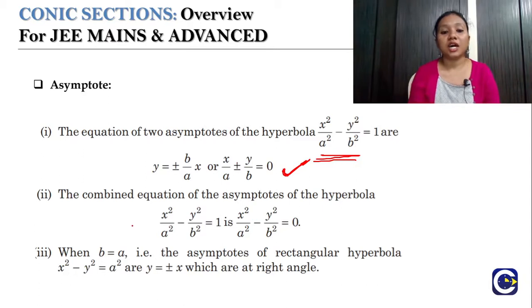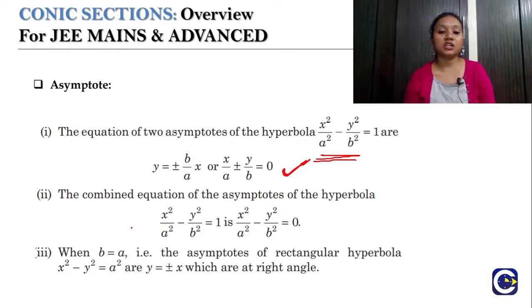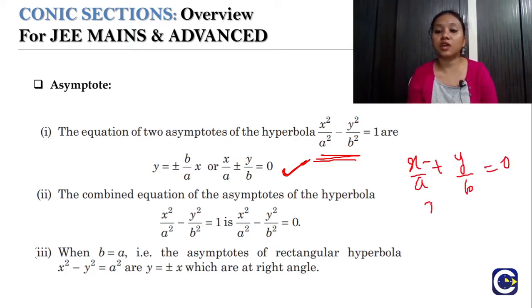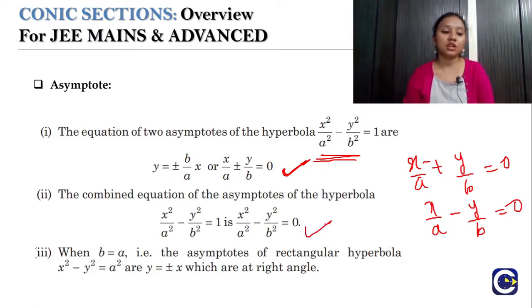So similarly, I can have my combined equation also. Right. So my combined equation here of these asymptotes is nothing but x square by a square minus y square by b square is equal to 0, because that is nothing but the product of these two. So one equation is x by a plus y by b is equal to 0, and the other is x by a minus y by b is equal to 0. So the combined equation will be the product of these two, which will be giving you the combined equation of the asymptotes of the hyperbola, which is x square by a square minus y square by b square is equal to 0.